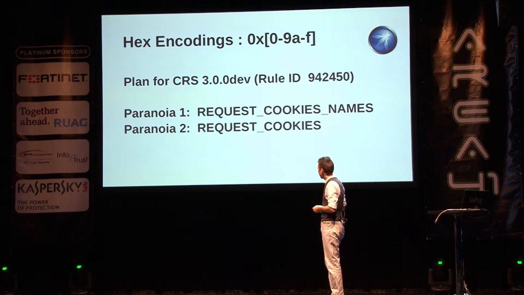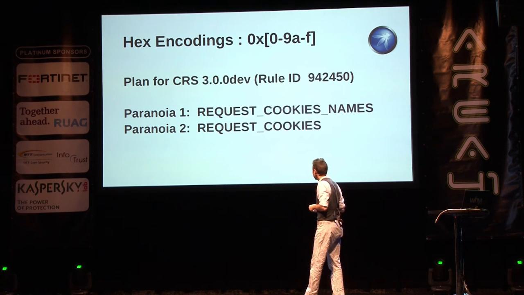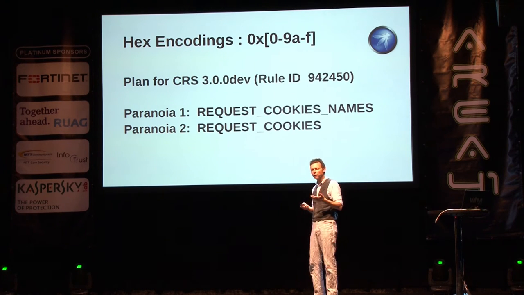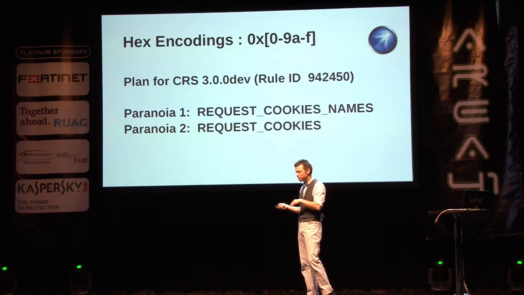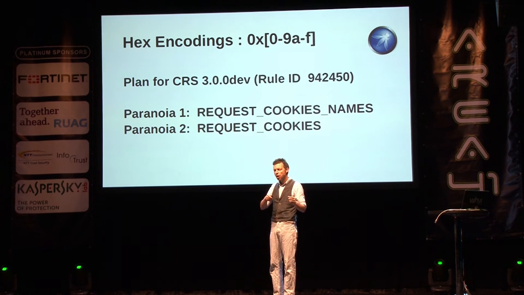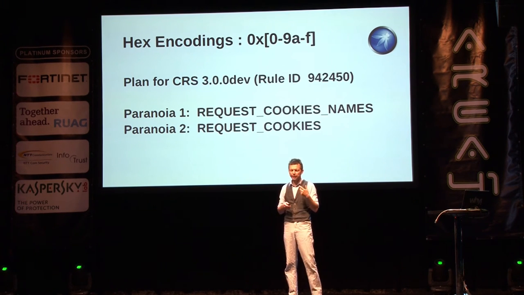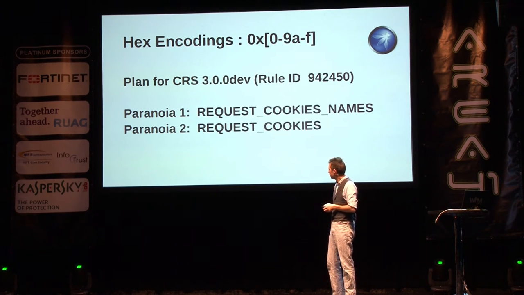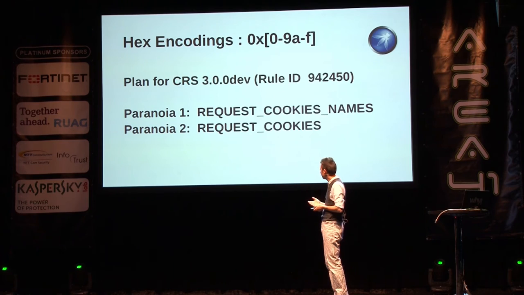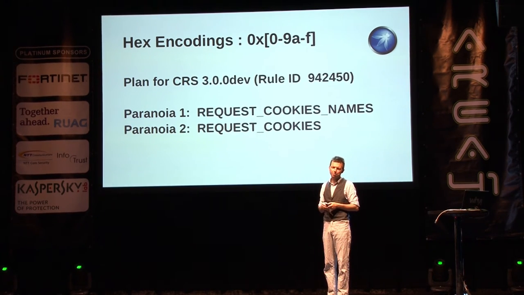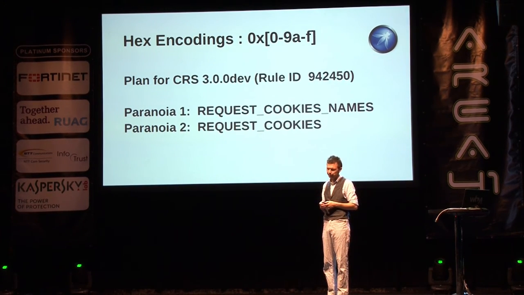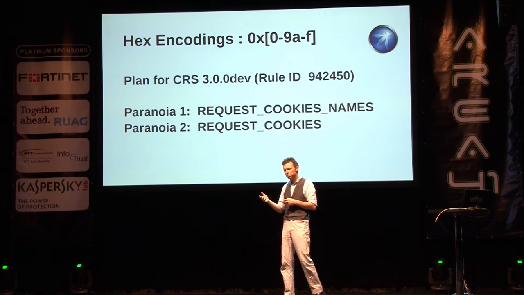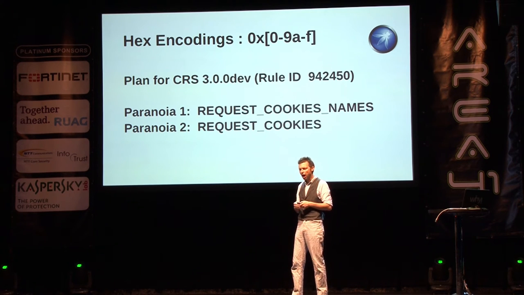And the plan now, this is not yet done, but the plan is, let's run this rule in paranoia level 1 on the parameters and XML stuff and the cookie names, but not on the cookie values themselves, as this is where the session cookies are. The session cookies on the request cookie values are only tested in paranoia level 2. So we're giving up a little bit of security, but reducing the false positives a lot.